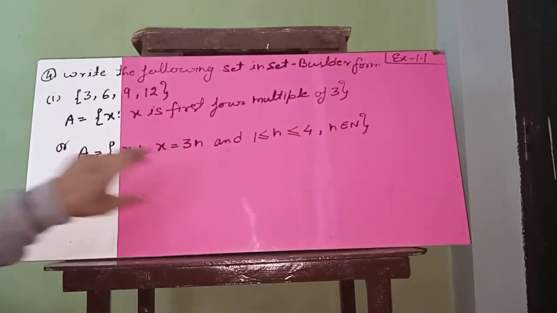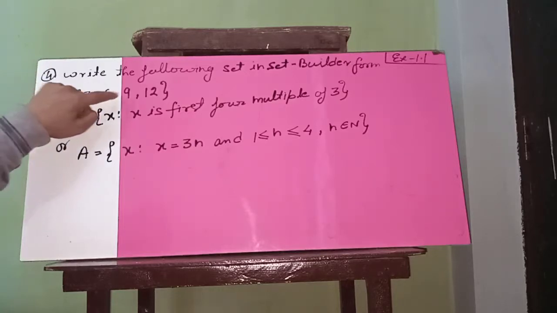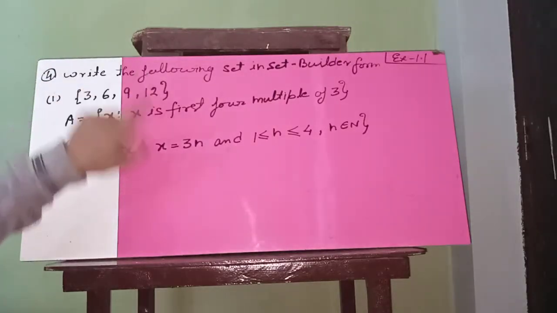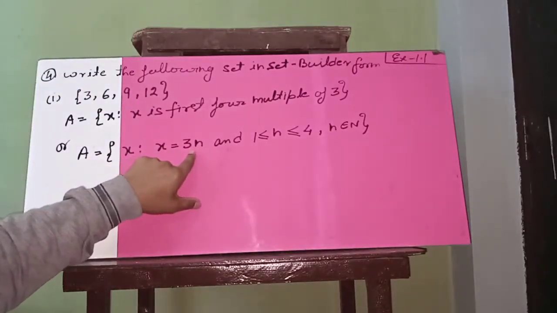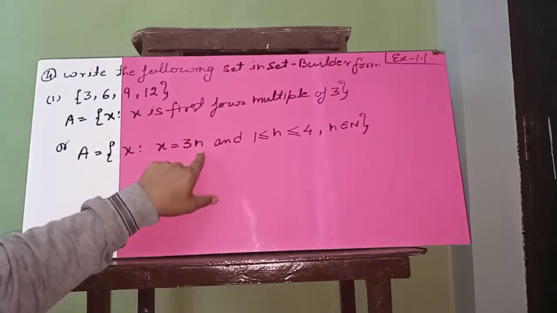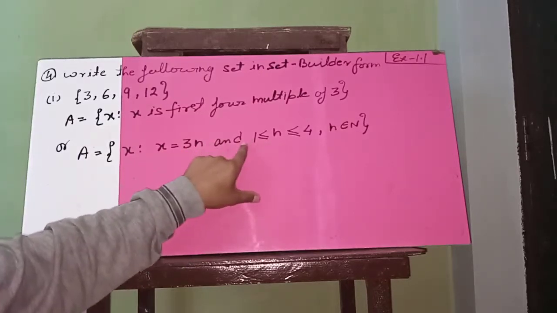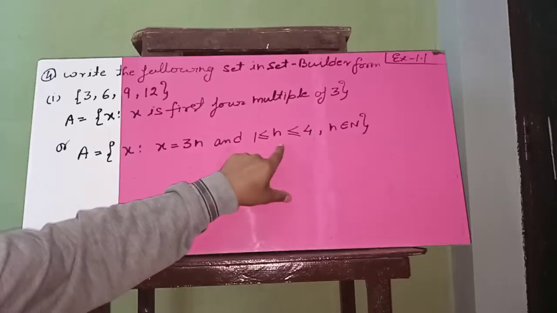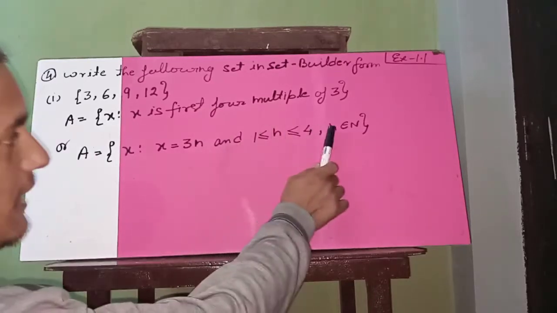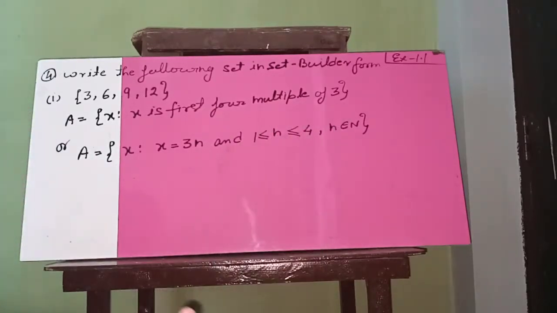X equal, look, 3 × 1 is 3, 3 × 2 is 6, 3 × 3 is 9, 3 × 4 is 12. So it means x is the multiple of 3, it means 3n. And what is n? N is greater than or equal to 1 and less than or equal to 4. So put the value, and n is the element of natural number.